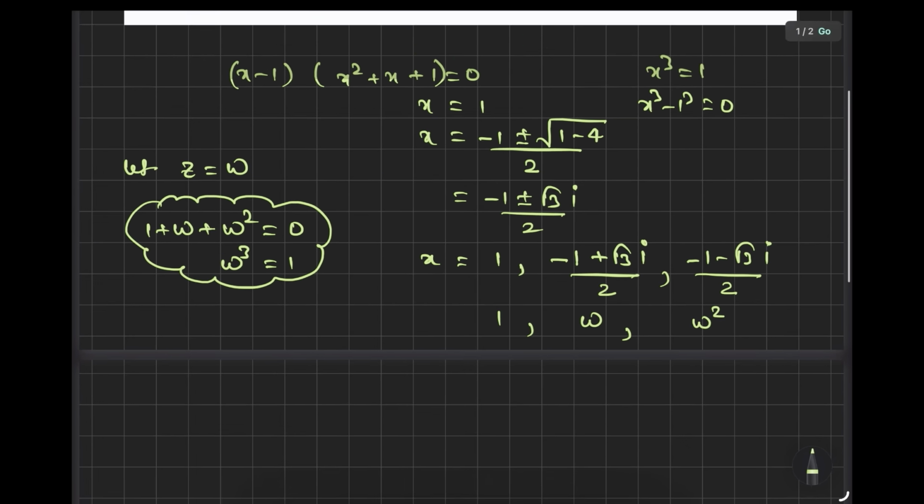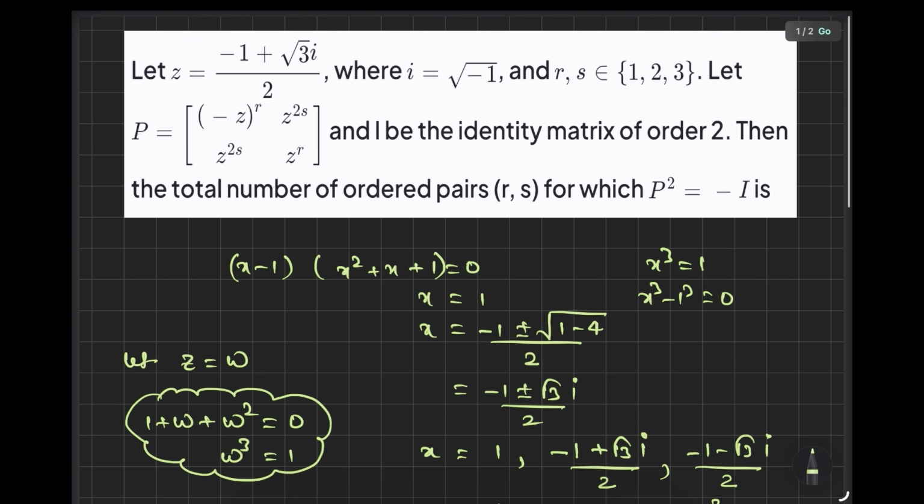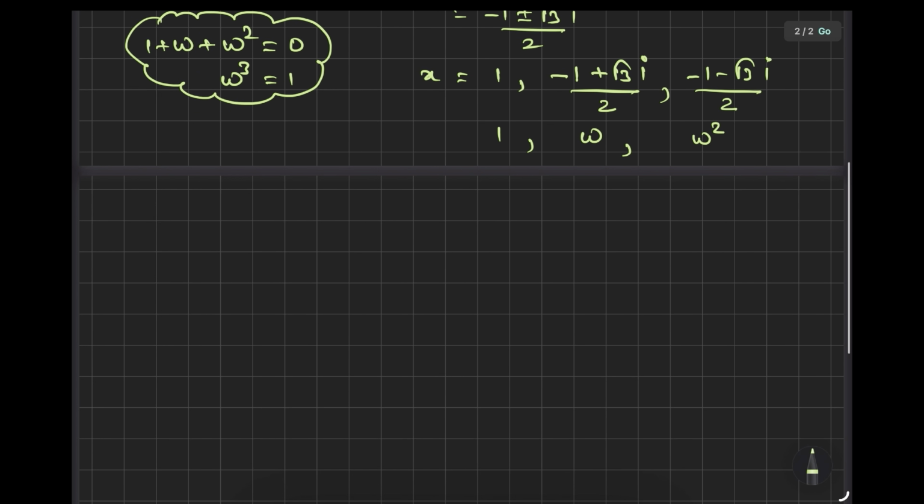Now look at this, what they are trying to say, where i is the square root of minus 1, and r and s are two elements which belong to this set. Let P be this, so P matrix is this, and I be the identity matrix of order 2, then the number of ordered pairs (r, s). So you have to count the number of r and s such that P square is equal to minus I. So first try to find out P square.